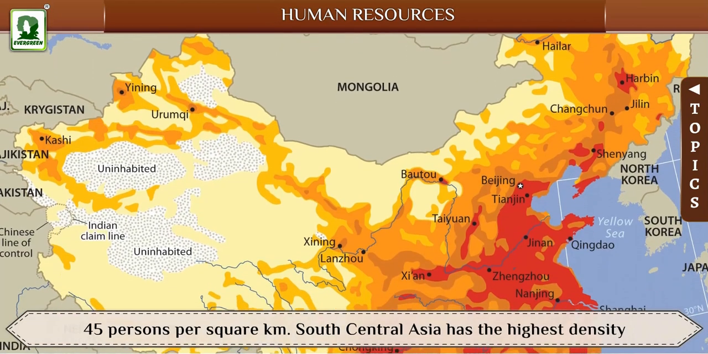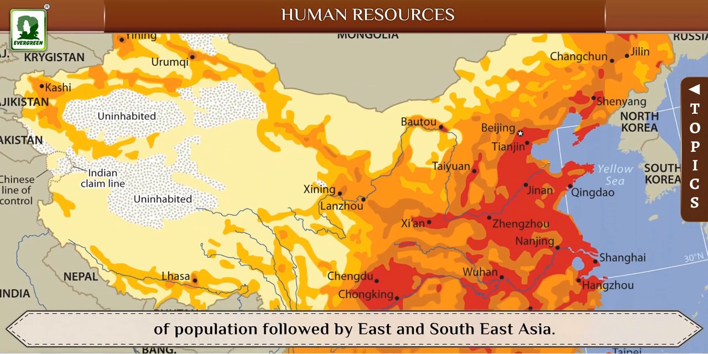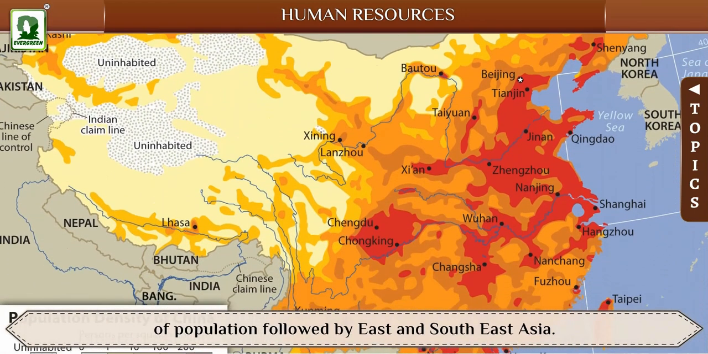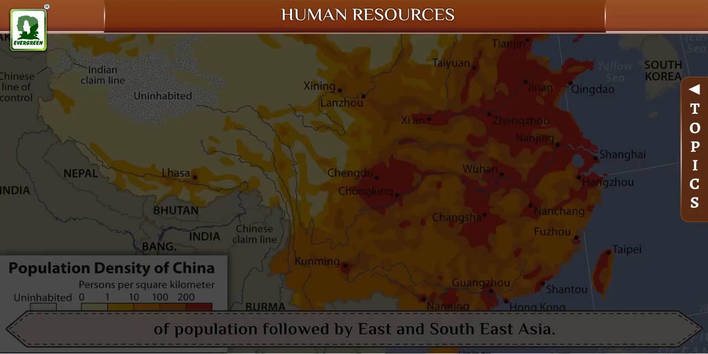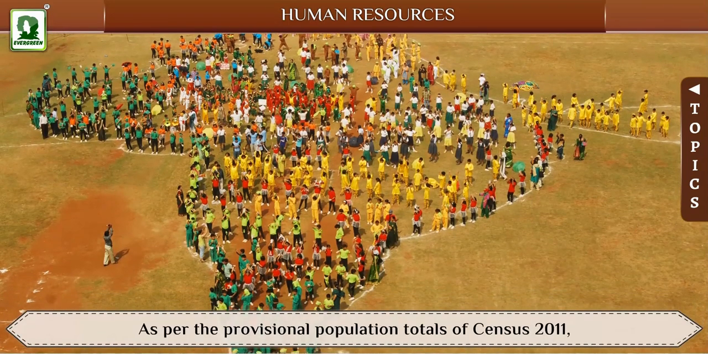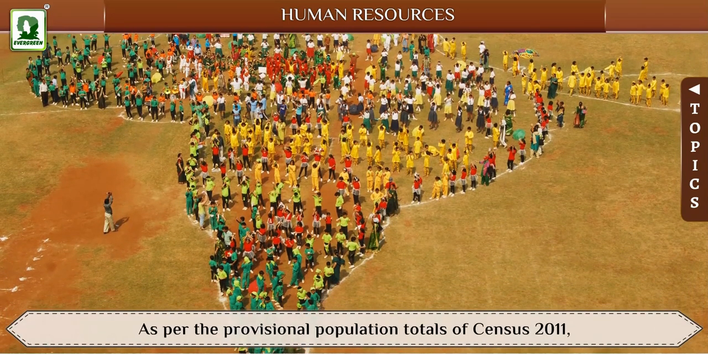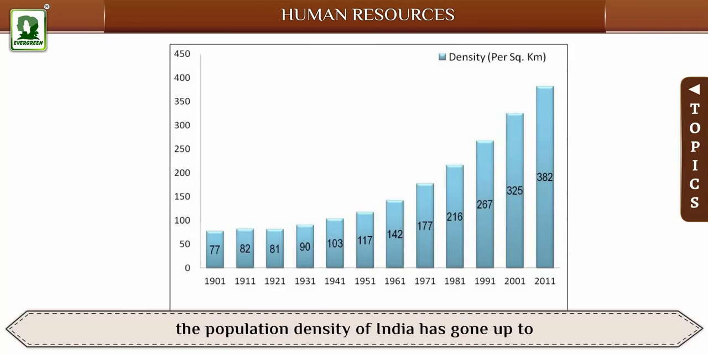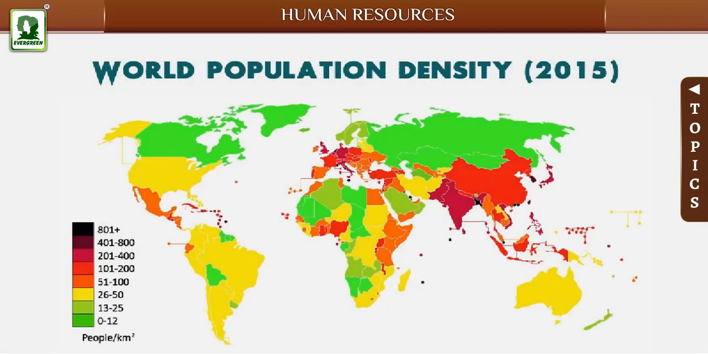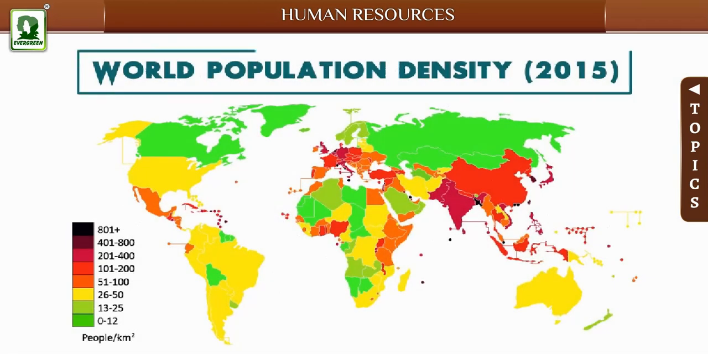South Central Asia has the largest density of population, followed by East and Southeast Asia. As per the provisional population totals of Census 2011, the population density of India has gone up to 382 persons per square kilometer from 325 persons per square kilometer in 2001. World Population Density 2015.